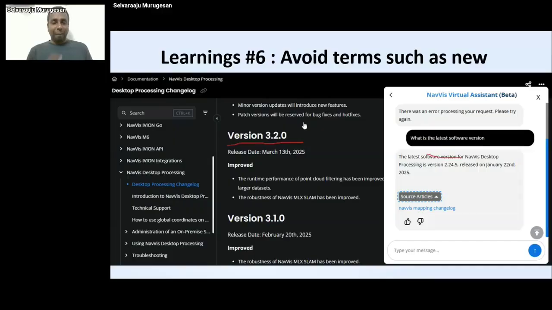And here's the thing: the RAG does not have time awareness. So if you're publishing some kind of a change log which is based on a date, and some of your customers come and ask what is the latest software version, it's not going to pull based on the chronology, the descending order in terms of time. And avoid terms like new, update, enhance. Any kind of time-sensitive words you should avoid in your technical documentation for a RAG system to work properly.